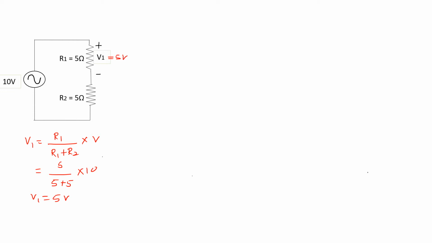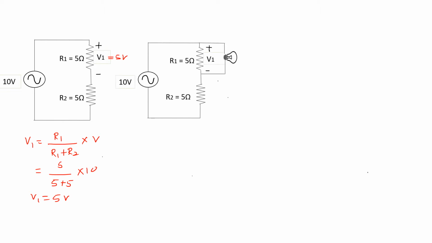Now I will connect a bulb across this source. When I connect the bulb, my diagram would be like this. The bulb is a load and it will glow due to the voltage V1. Now suppose I change the value of V from 10 volt to 20 volt. What will be the change in V1? V1 will be equal to 5 divided by 5 plus 5, into V. V is now 20, so V1 is equal to 10 volt.